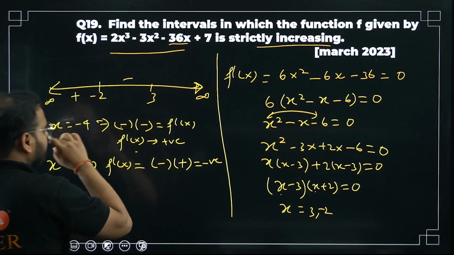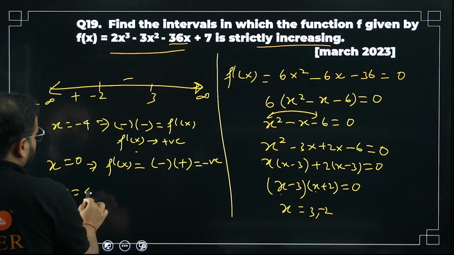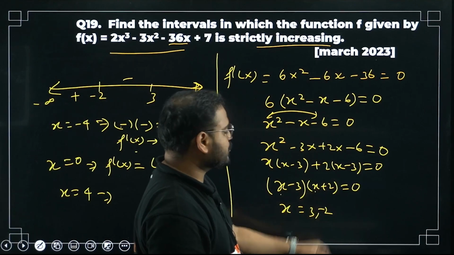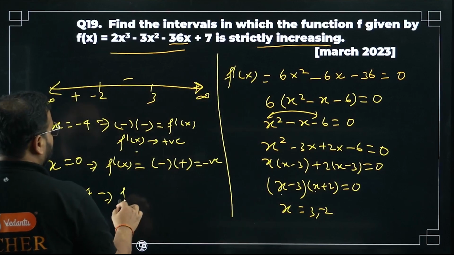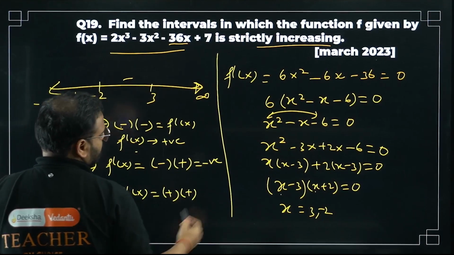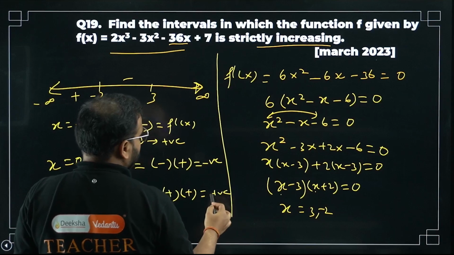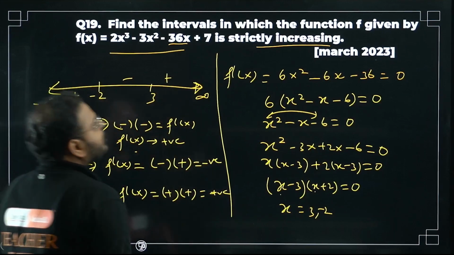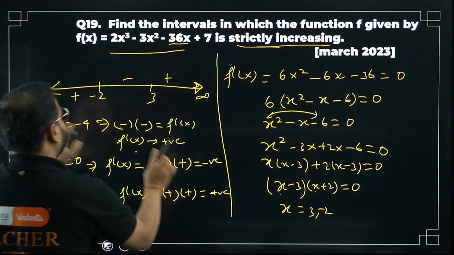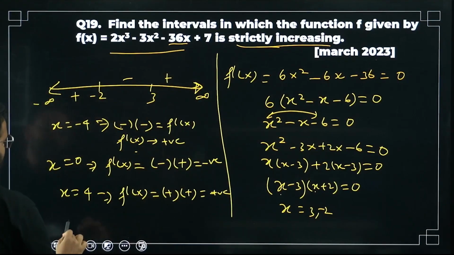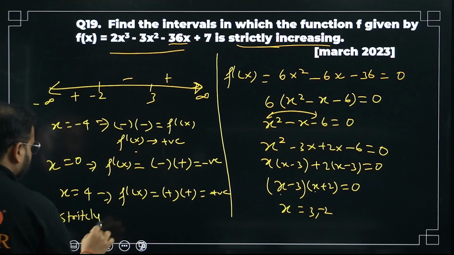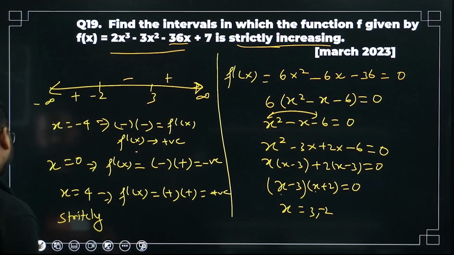After 3, take x as 4. 4 minus 3 is 1, so positive; 4 plus 2 is 6, again positive. Both brackets are positive, so f dash of x is simply positive. We are looking for strictly increasing, which means the positive intervals. So this and this. What is the answer? Strictly increasing.